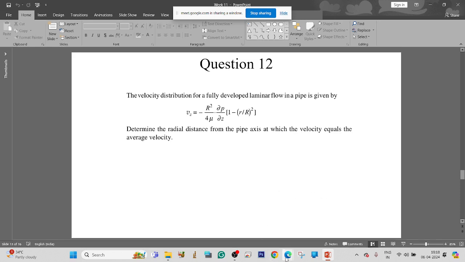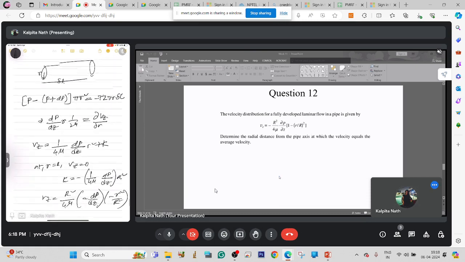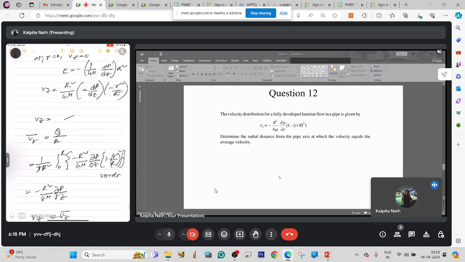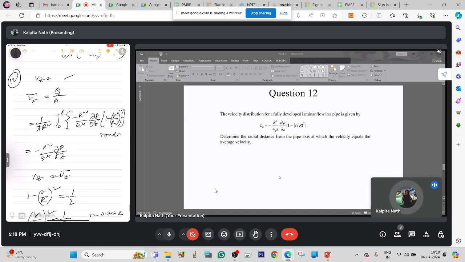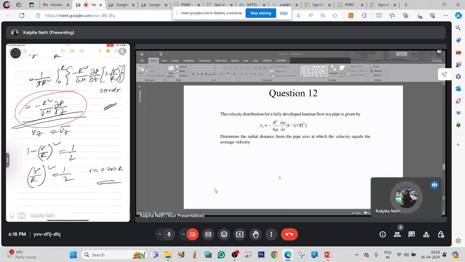Okay, so this is the solution. From here it starts, question number 12. So Vz bar is equal to Q by A, 1 upon pi R square. We have found this is the average velocity. Let me use some other color. This is the average velocity. So we have equated both the average velocity and the local velocity from the normal velocity profile, and we found what we are getting. So it's pretty easy. So this is it for today's class.